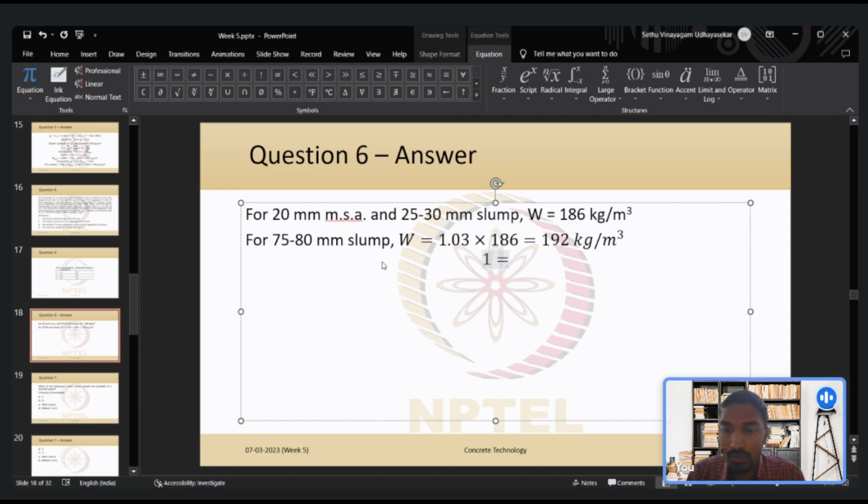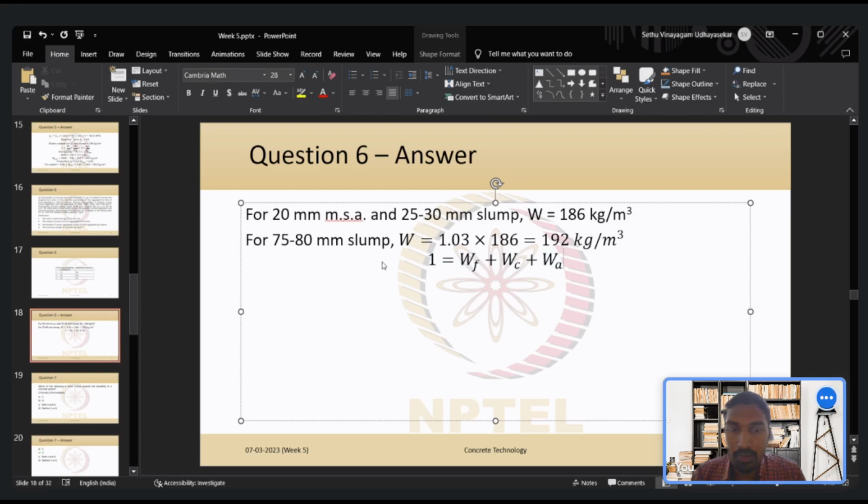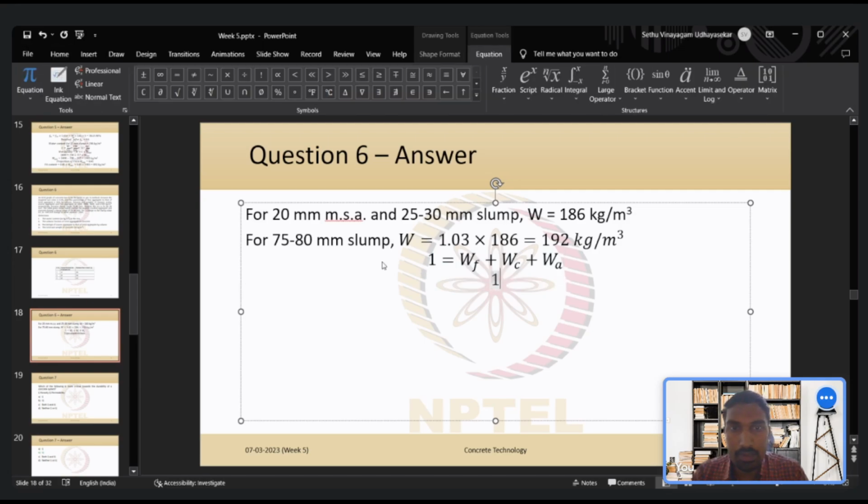This is equal to the volume fraction of water. So let me write WF, which represents the fraction of volume taken by water, and then WC for cement, and WA for aggregate. Okay, so how do you find out the volume fraction for water? It is the water content, which is 192, divided by its unit volume, which is 1000 kilogram per meter cube. So that is its volume fraction.